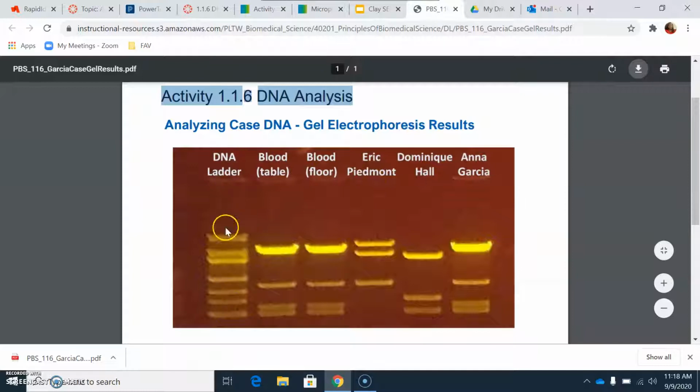You have something called a DNA ladder, and a DNA ladder is like a control group, so you're just using this as a control group. You have the blood from the table, the blood from the floor. You have Eric Piedmont, Dominique Hall, and Anna Garcia. You're comparing the DNA analysis of the blood at the table and the floor to these 3 people, and you're trying to match as many markers as possible to see whose blood it actually is.